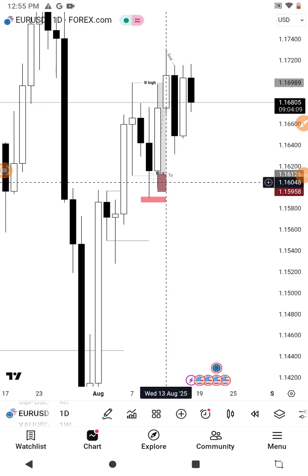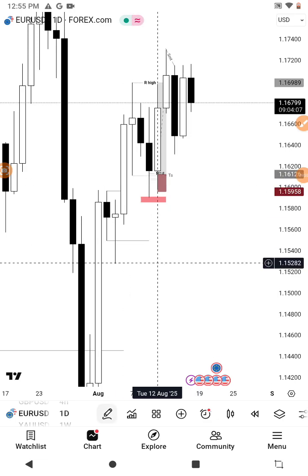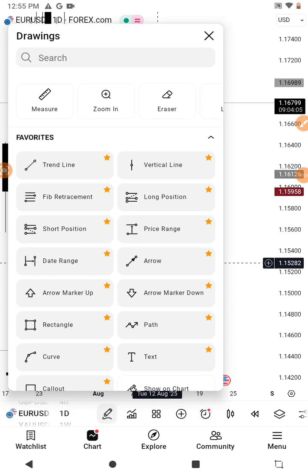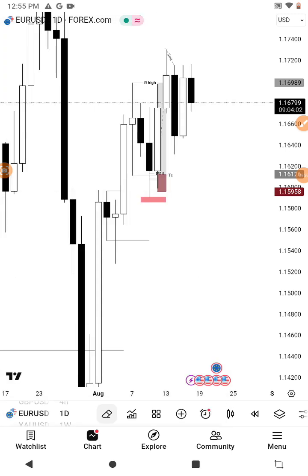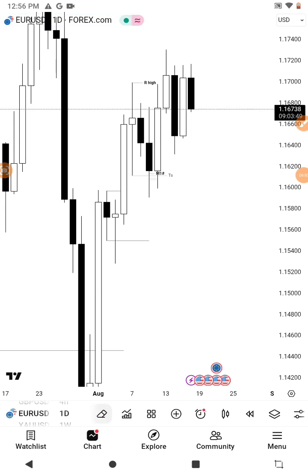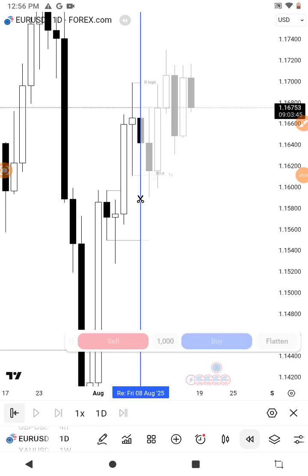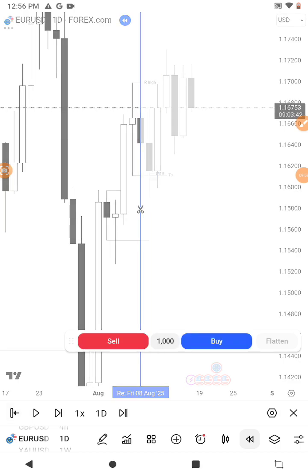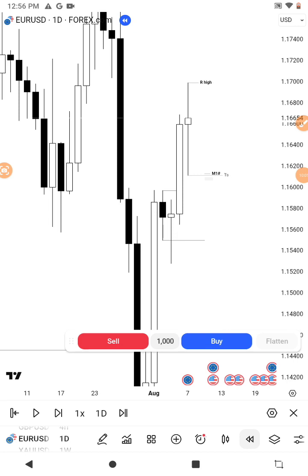We still have another fair value gap here. Let me clean this chart so you guys can see it clearly. Let me erase this one. Sorry, this one here. So now, let me even make a replay of it so you guys can see it. Where's the replay? All right. So we have this one here.